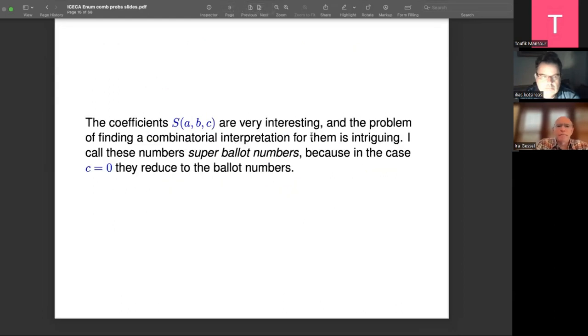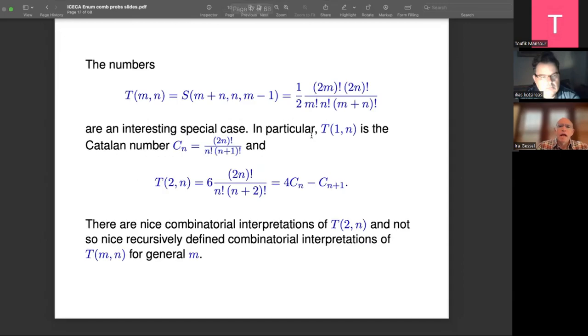So these coefficients in particular are what I call super Ballot numbers because in the case c equals 0, they reduce to Ballot numbers. So I don't know of any combinatorial interpretation for them. Some special cases, if you look at the case of S of m plus n and m minus 1, these are what I call super Catalan numbers. T of 1n is the nth Catalan number. T of 2n has this fairly simple formula. And there are nice combinatorial interpretations for T of 2n and, of course, T of 0n and T of 1n.